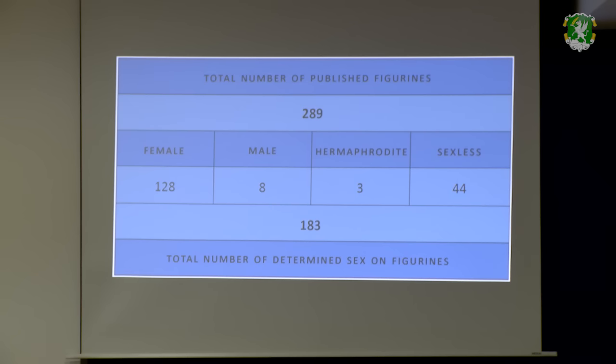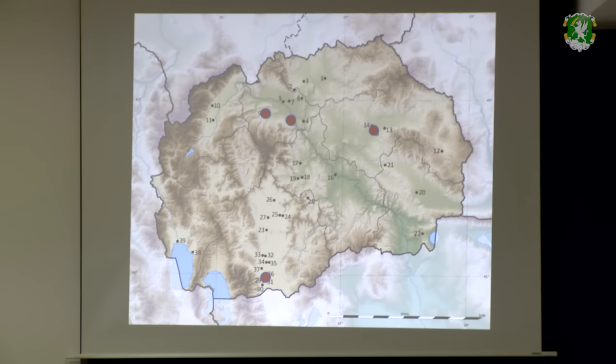Some of them could be hermaphrodites, and a quite significant number is represented by sexless figurines. In this sense, whenever we have a general model of any region, we can notice this ratio. But the problem is that this ratio doesn't give the detailed situation within the sites itself. When we go from site to site, the situation becomes quite interesting on the level of representation of sex of the figurines.